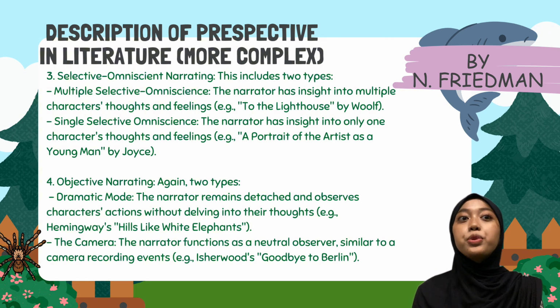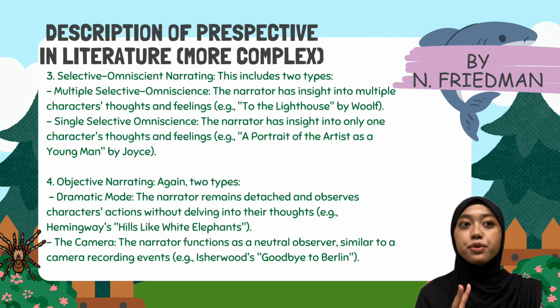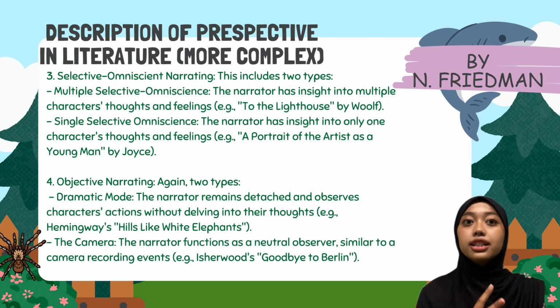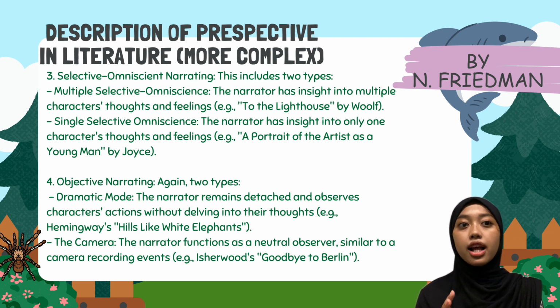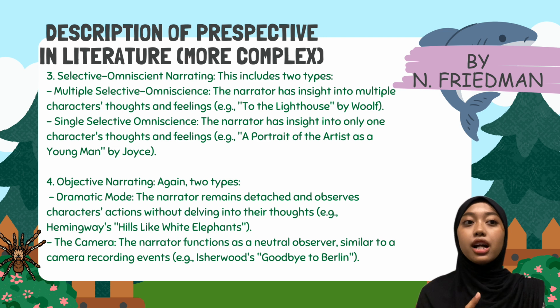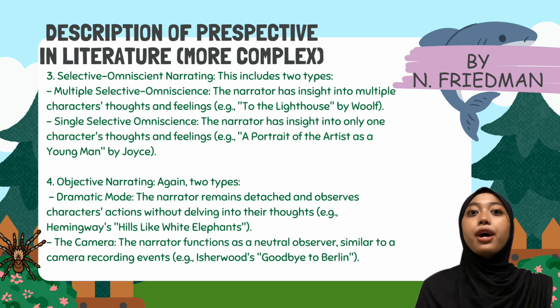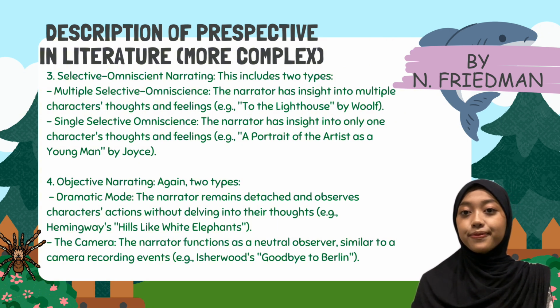And number four, the objective narrator, again has two types. The first, dramatic mode, and camera. Dramatic mode: the narrator remains detached and observes characters' actions without delving into their thoughts. Example, Hemingway's Hills Like White Elephants. And camera: the narrator functions as a neutral observer, similar to a camera recording events. Example, A Watch and Goodbye the Brilliance.